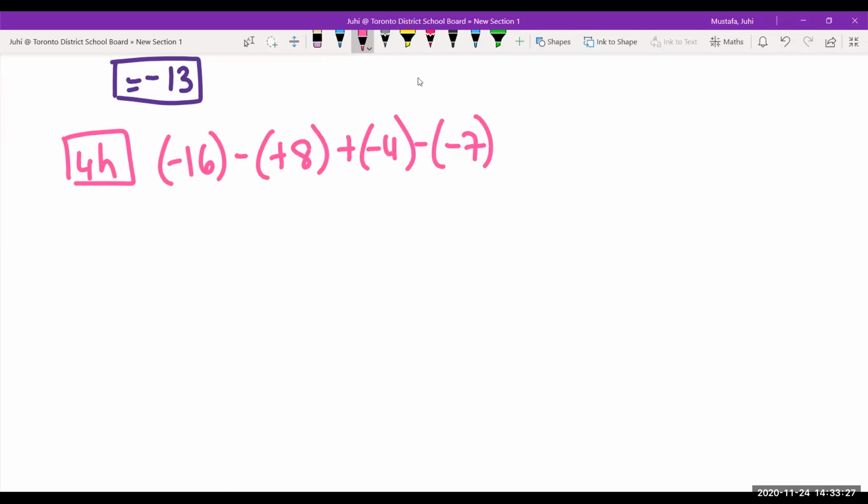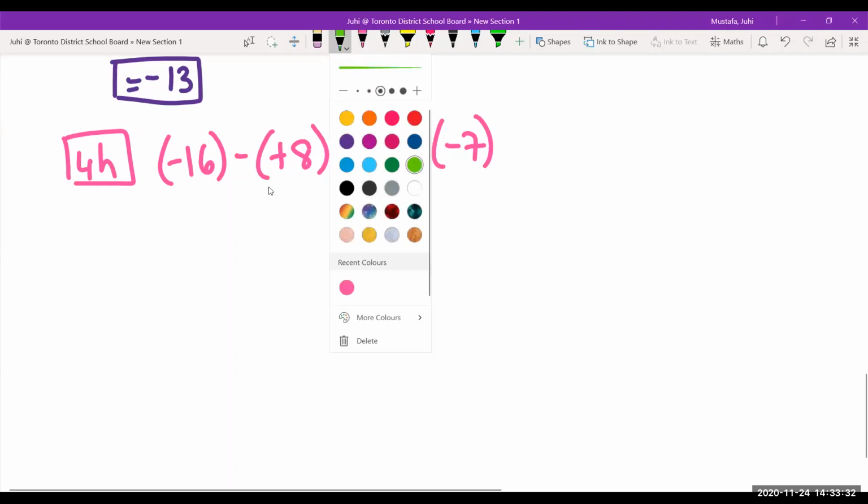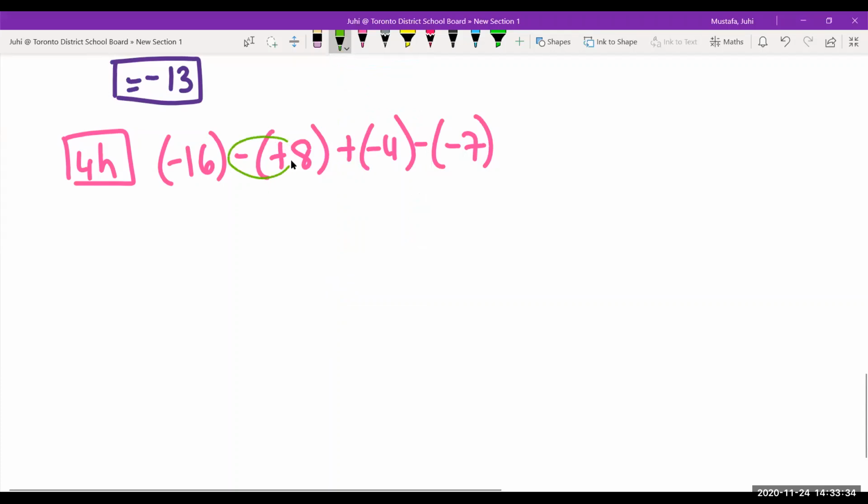Okay, hopefully you guys have written this down. That was a lot of time, actually. All right, so again, we can't have a negative and a positive together. We can't have this positive and negative together, and we can't have these two negative signs together. So step number 1 is clean up all of these signs. The first number is -16. That's going to stay where it is. The second one is negative and a positive, which will just give me a -8. Positive and a negative will give -4. And negative and negative will give positive 7.